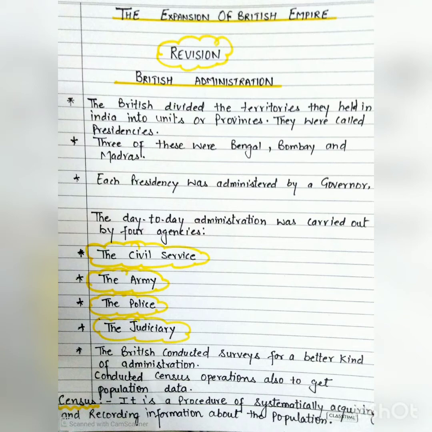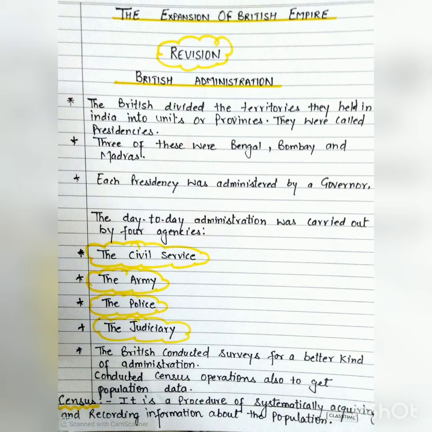So once the British started annexing territories in India, they realized that they would have to enforce a proper system of administration to control these conquered places. As well as they would be needing surveys also. So the British conducted many surveys for better administration. They conducted census operations also to get population data. So what is census? It is a procedure of systematically acquiring and recording information about the population. This is also done so that clear information about the population should be in the hands of the Britishers to get the proper administration done in the places.